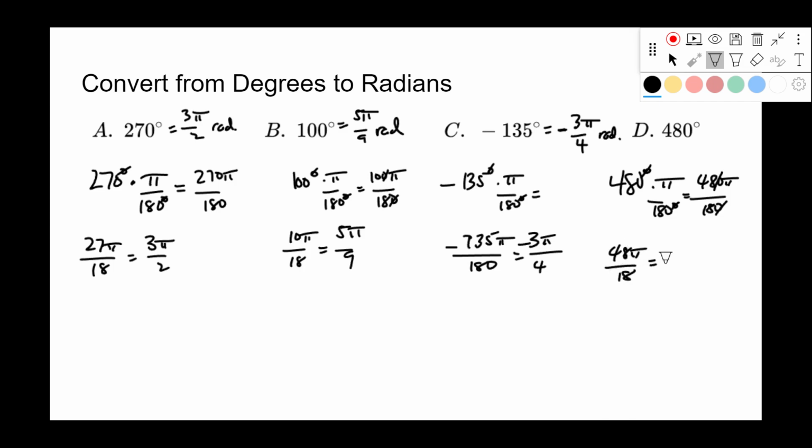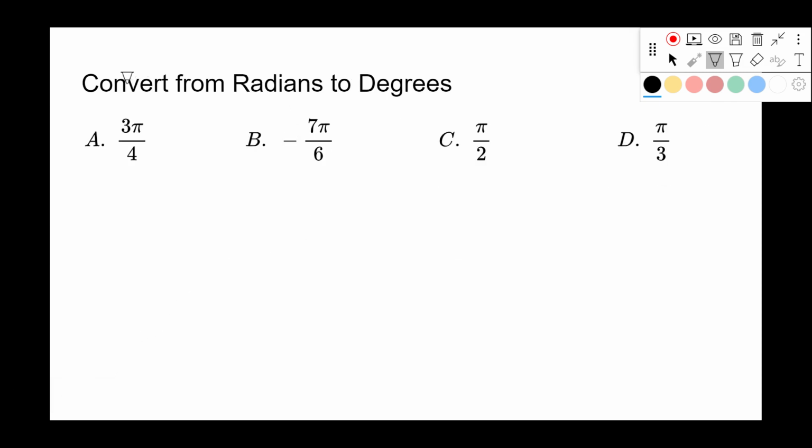Let's see. We got 2 definitely goes into both. 2 goes into 18, 9. 2 goes into 48, 24. So that's 24 pi over 9. Okay, radians. And there's my answers. All right, let's try the other way. We're going to go from radians to degrees.